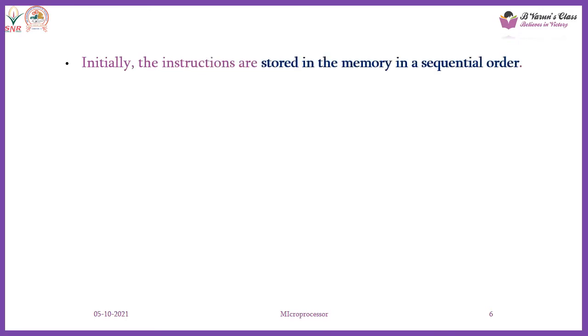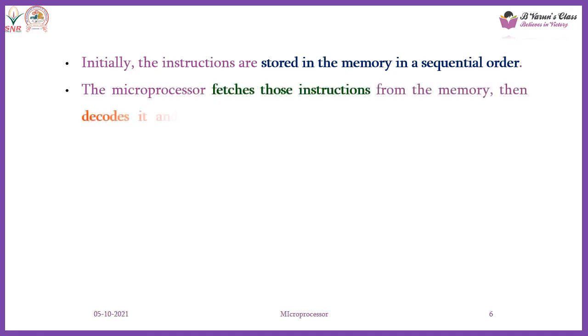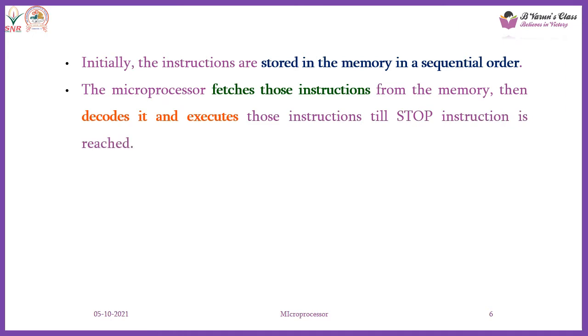Initially, when we feed the data into the microprocessor, all those instructions are stored in the memory unit in a sequential order. It follows a numbering system from 1 to 100 or 1001 to 1000, 2000, like that. All the data is arranged in a sequential order. Then the microprocessor fetches all those instructions from the memory, decodes them and executes until the operation is stopped.